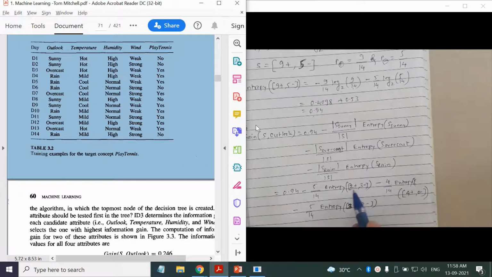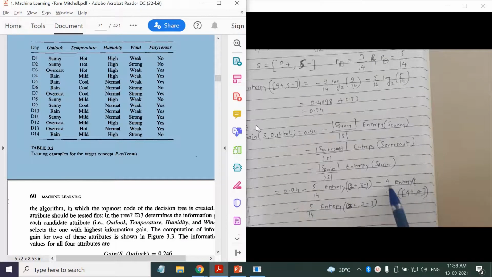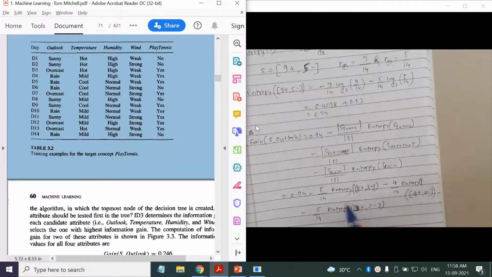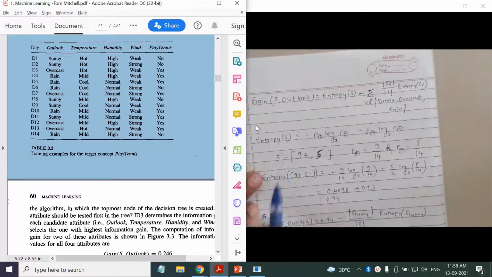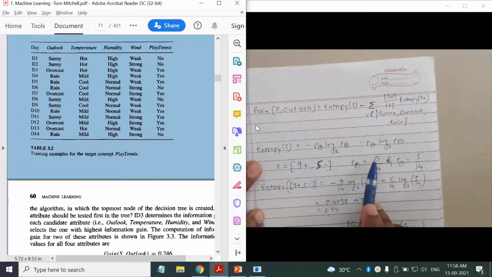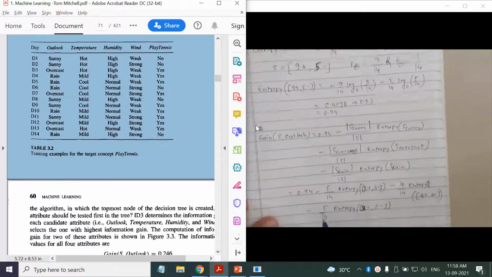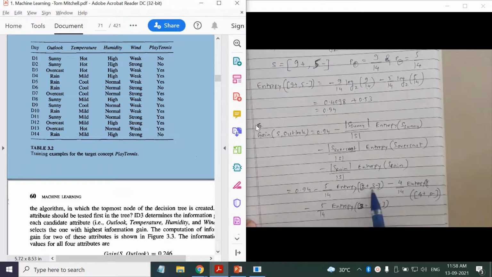So the summation should be this value, right? 2 plus 3 is 5, 4 plus 0 is 4, 3 plus 2 is 5. Now if you have this notation you can easily find out the entropy score. What is the formula of entropy? This one. So I will find out the entropy score for this one.